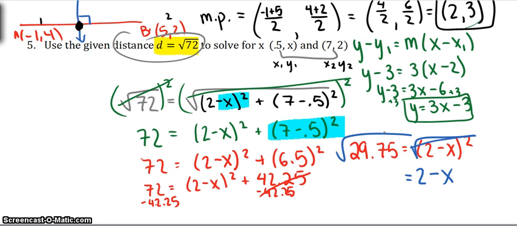This we'll have to plug in our calculators. For the sake of time, I've already done this, and I got 5.45. Subtract 2 from both sides, you get 3.45 equals negative x. So then change of signs on both sides, or divide by -1. You get x is negative 3.45.